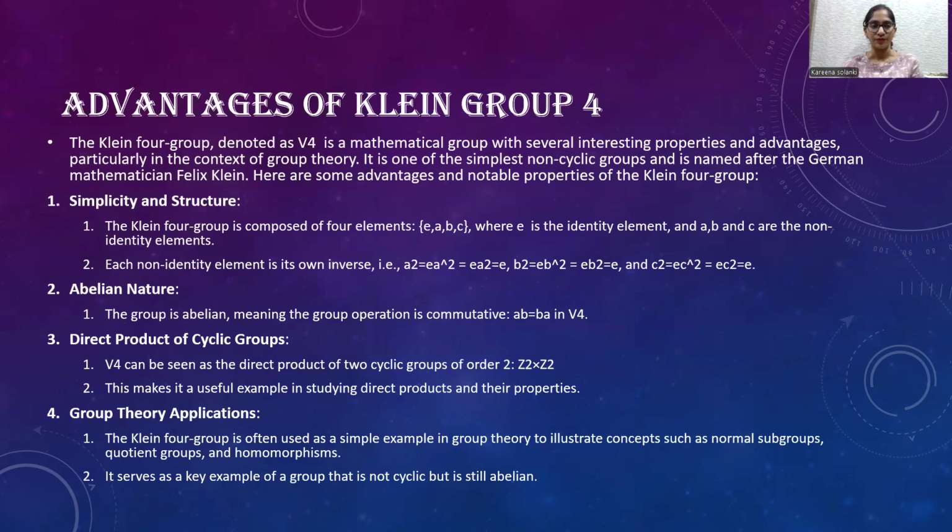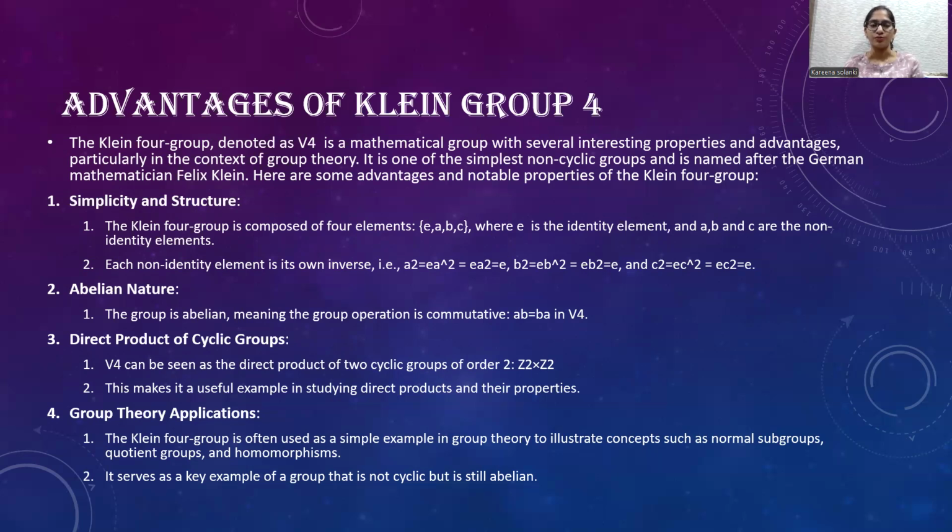Advantages of Klein group 4. Simplicity and structure. The Klein 4 group is composed of four elements E, A, B, C, where E is the identity element and A, B, and C are the non-identity elements. Here each non-identity element is its own inverse. The second is the abelian nature. The group is abelian, meaning the group operation is commutative, with closure as well as associativity also.